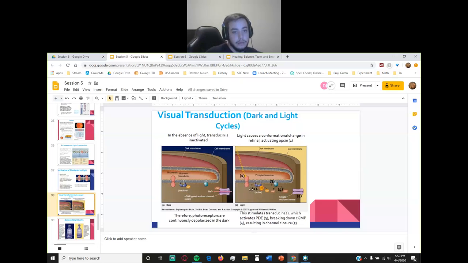So make sure to understand this process, that light comes in, rhodopsin changes its configuration. That's going to activate an enzyme called transducin. It's going to lead to the breakdown of cyclic GMP into GMP, and that's going to close our sodium channels, because the thing that is holding our sodium channels open is cyclic GMP. So the moment that you break down the thing that is holding the channel open, you're going to have a closed channel.